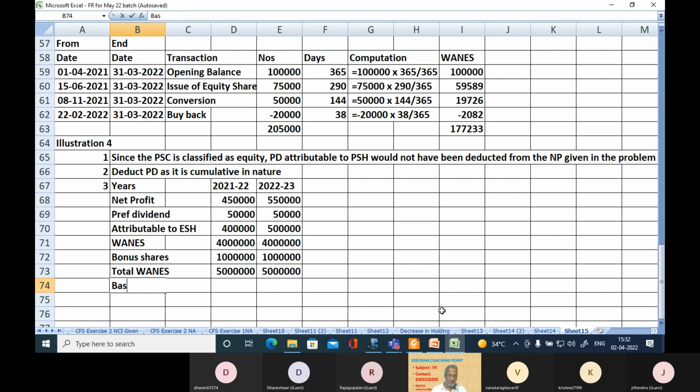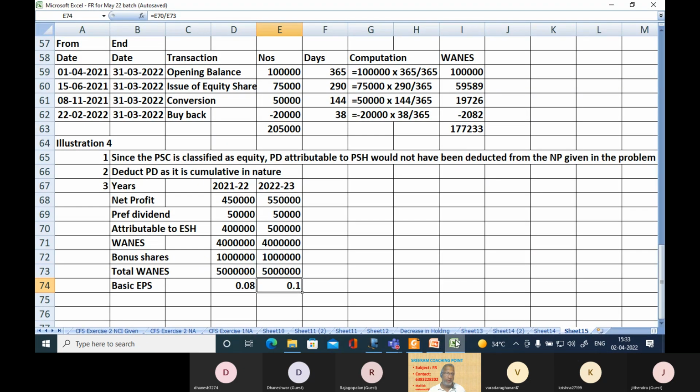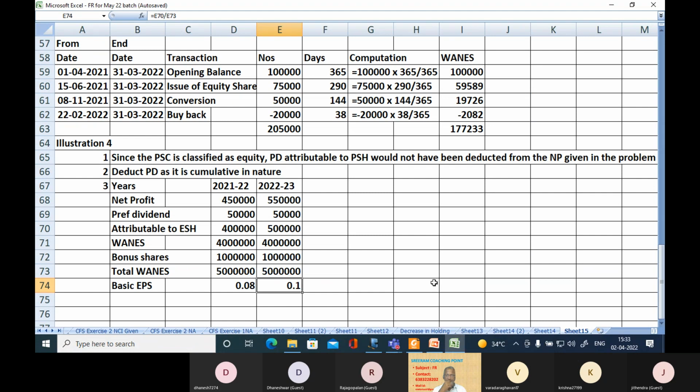Basic EPS. 10 and 8. Previous year, current year. Okay. Is it okay? So now we will have a short break.